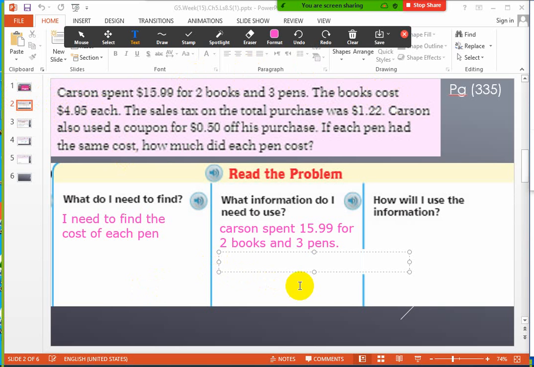I have to write this number also. So each book costs $4.95. What else? I have another number after that. This number is the taxes. So I have a tax here.